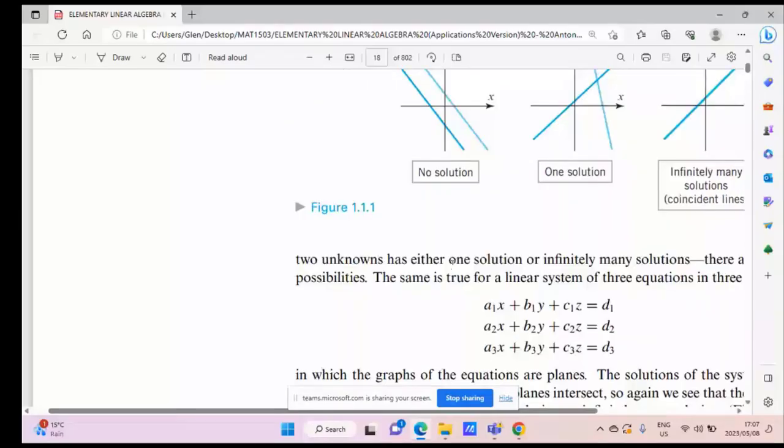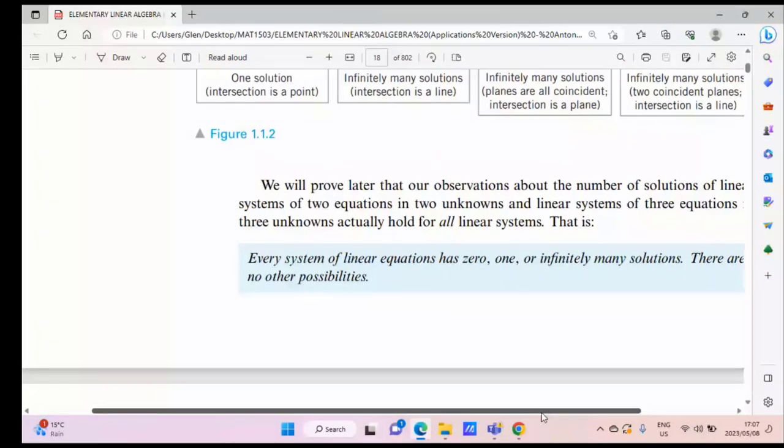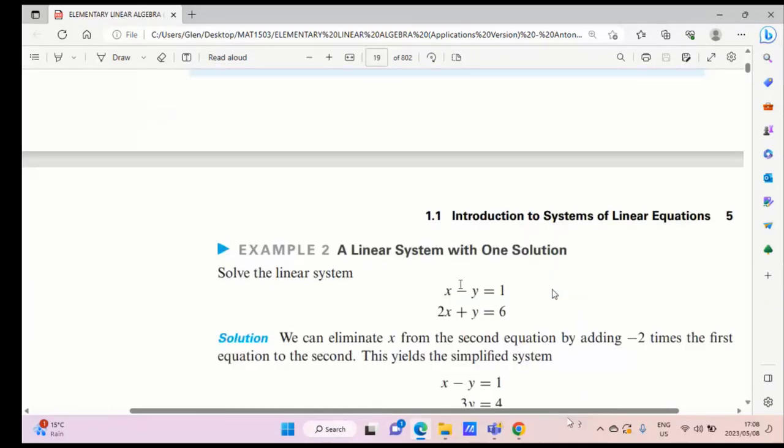I'd like us to talk about these three things today. We say every system of linear equations has zero or no solution, one or unique, or infinitely many solutions. Now, let's quickly look at the following few examples before we work on our exercises.